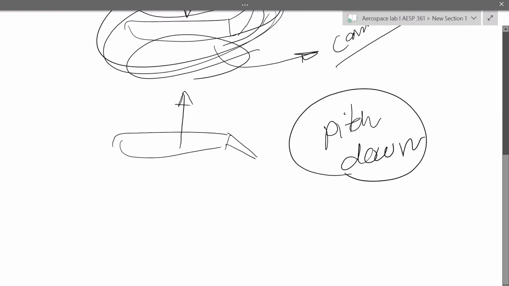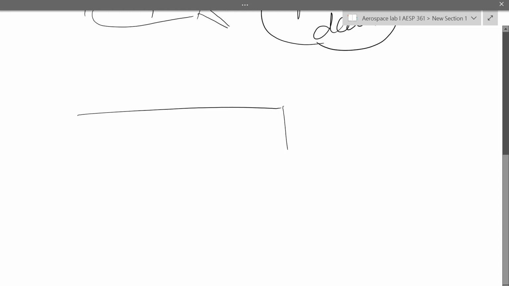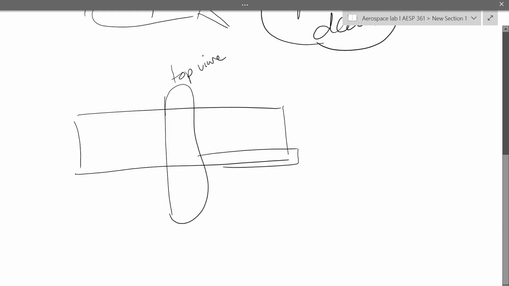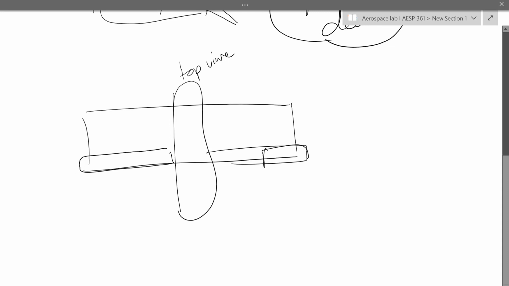Now, how is it going to affect your movement? Let's actually try doing this here. So let's say this is my wing. This is the top view of the wing. We have a fuselage in between. What will happen if this aileron moves up? This will move down. What will be the direction of the roll? In which direction? Counterclockwise? This direction? Can you elaborate on this?